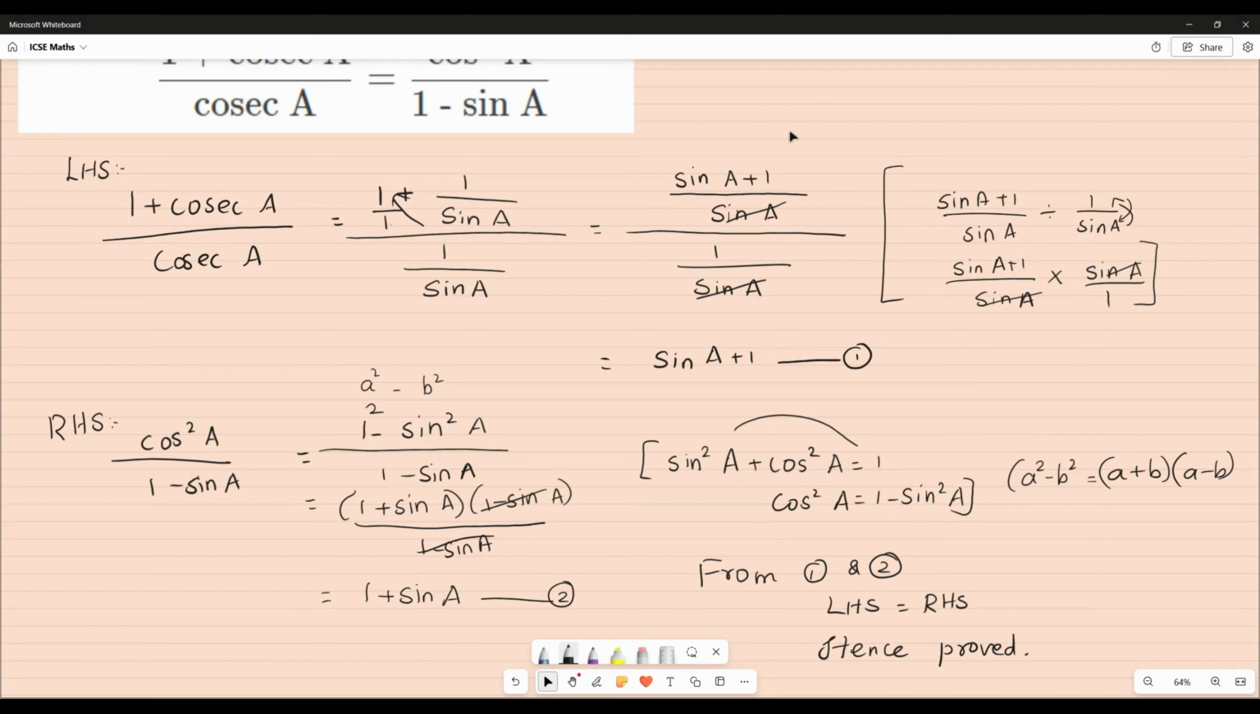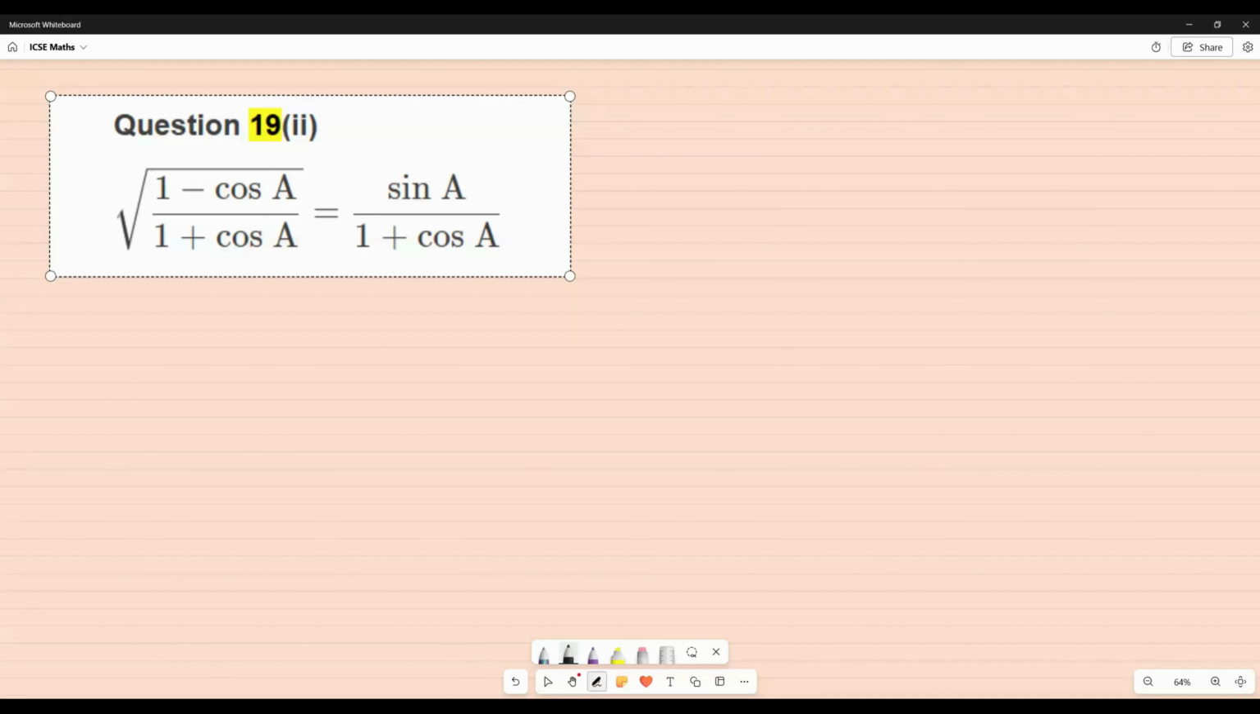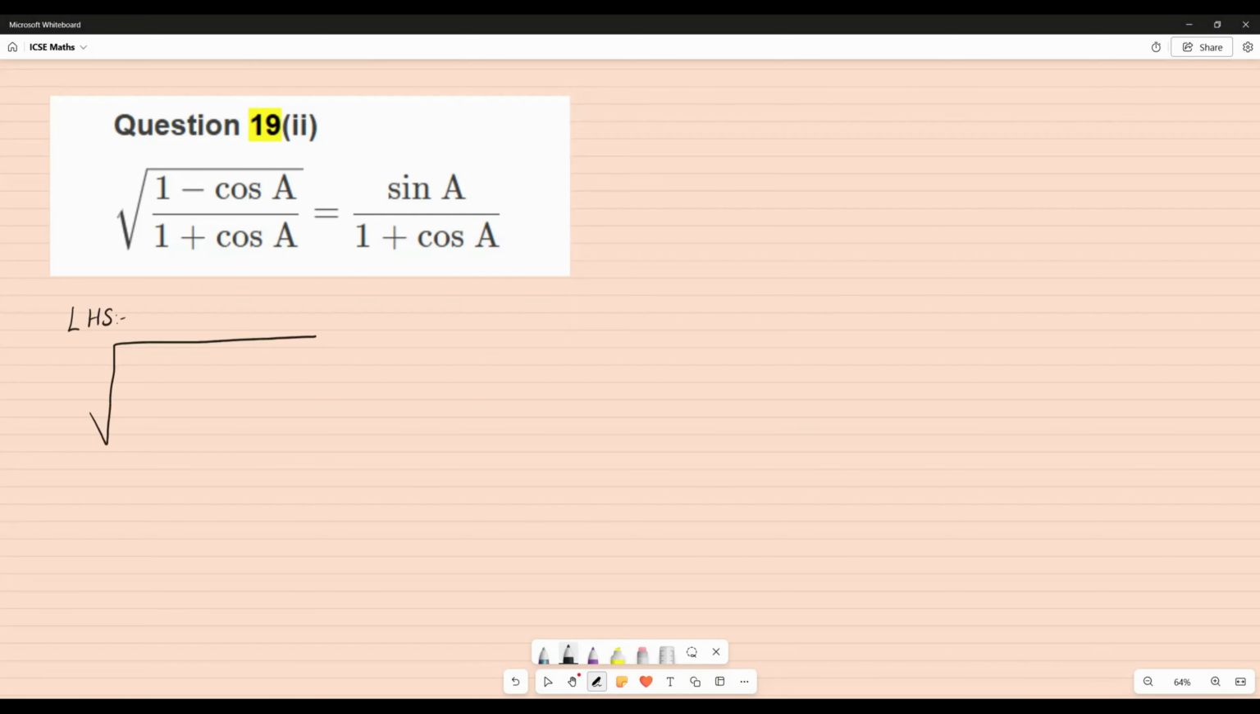Hope you understood the first question, students. Now we will see the second sum of question number 19. We can take LHS, students. We have 1 minus cos A divided by 1 plus cos A.